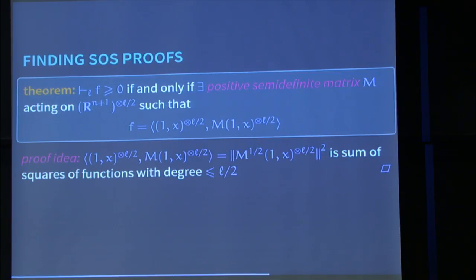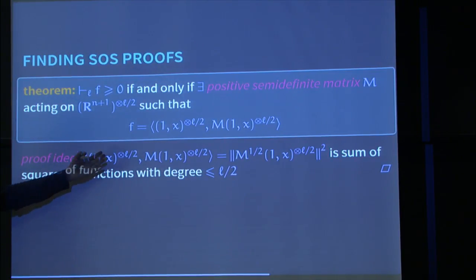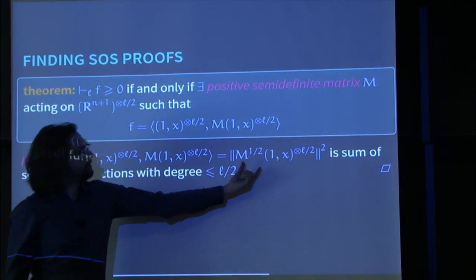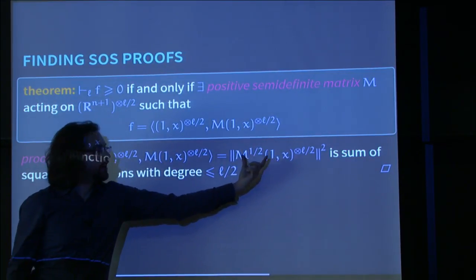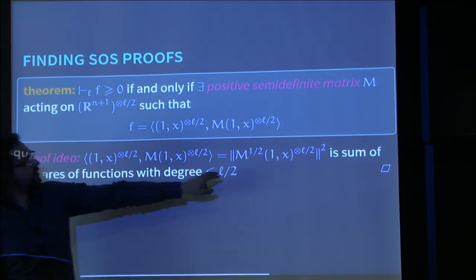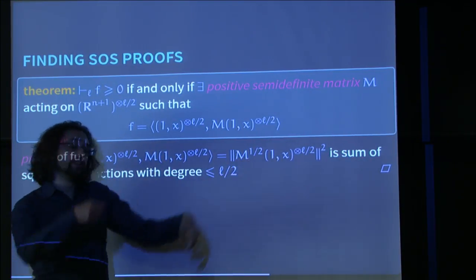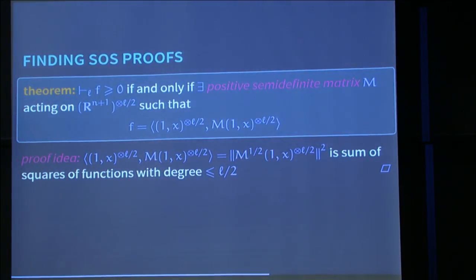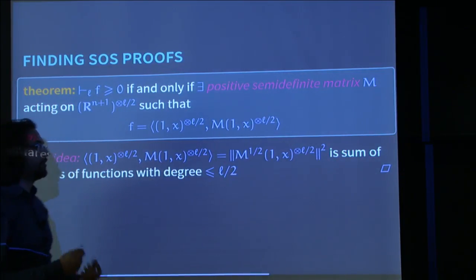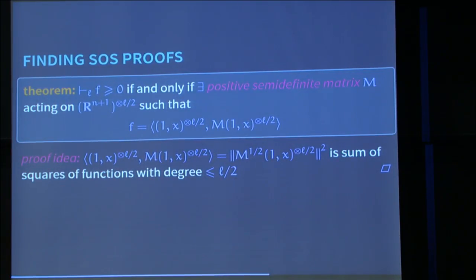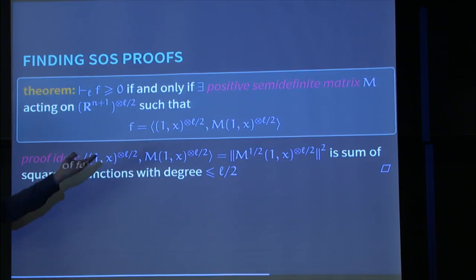Let me just show you one step of the proof idea. By taking square roots, because you have a PSD matrix, you can see that this quadratic form is the square of a Euclidean norm. Every coordinate of this vector will be a polynomial of degree L over 2. So that means that this squared norm is a sum of squares of polynomials of degree at most L over 2. And actually, it's not hard to see that every sum of squares of polynomials of degree at most L over 2 can be represented.